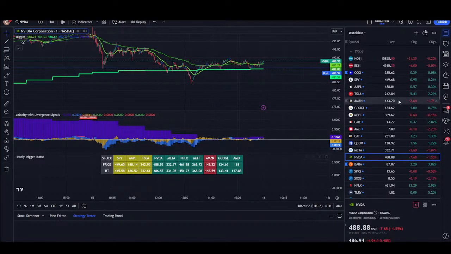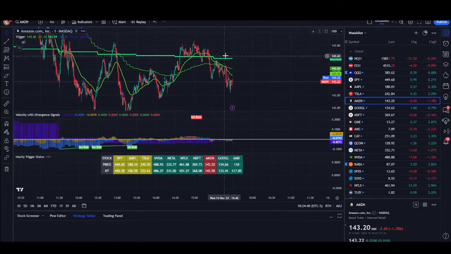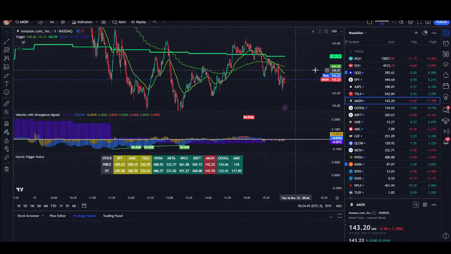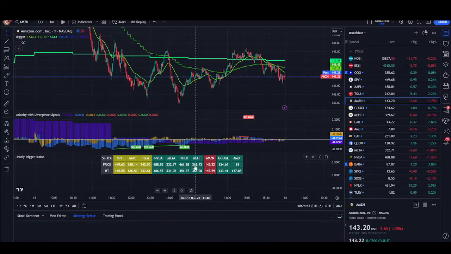So you'll see Amazon, which is red right now. If I go here, you'll see price is below the 1 and the 5 and the hourly, and that is bearish. So that's pretty much how this works.